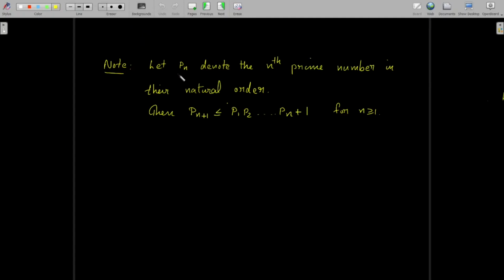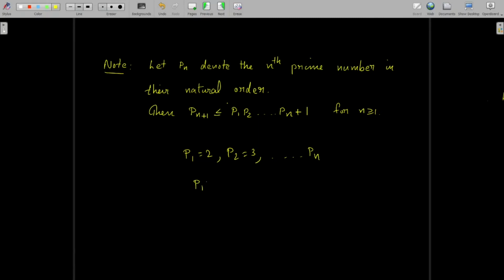Note the result here. Let Pn denote the nth prime number in their natural order. Then Pn+1 is less than or equal to P1, P2, etc., Pn plus 1, for n greater than or equal to 1. Here we arrange the primes in the natural order. That is, P1 equals 2, P2 equals 3, etc. The nth prime is Pn.